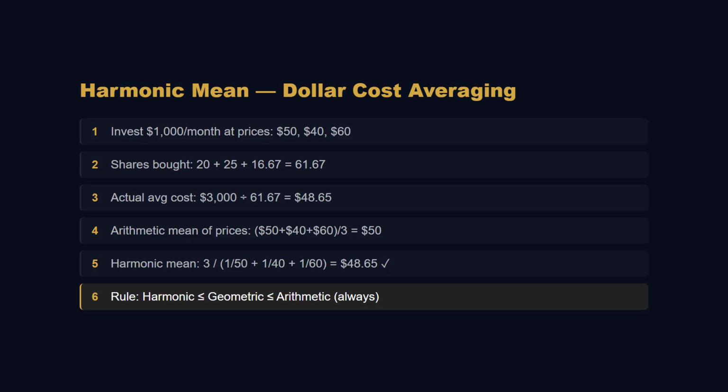The arithmetic mean of the 3 prices is 50, but you did not pay 50, you paid $48.65. The harmonic mean gives you that correct number. 3 divided by 1 over 50 plus 1 over 40 plus 1 over 60 equals $48.65. Exam pattern. Whenever you see fixed dollar investments at varying prices, the answer is the harmonic mean.